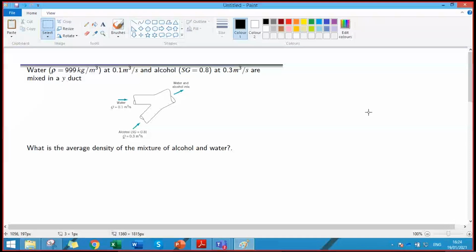But in this Y mixer, we are mixing water and alcohol. We have water on one side at a volume flow rate of 0.1 meter cube per second. And we have alcohol having specific gravity 0.8 at a flow rate of 0.3 meter cube per second. After mixing, you will get a mixture of water and alcohol. The question is asking you to calculate the average density of the mixture, that is the mixture of alcohol and water. Can you solve this?